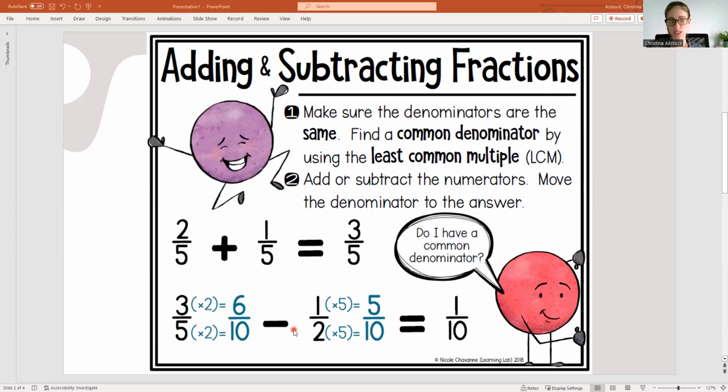One of the ways to do this is by using the least common multiple. So the least common multiple between 5 and 2 is 10. So that means we can multiply our first fraction by 2, giving us 6/10, the second fraction by 5, giving us 5/10. Now that they have a common denominator, we can subtract and get our final answer.